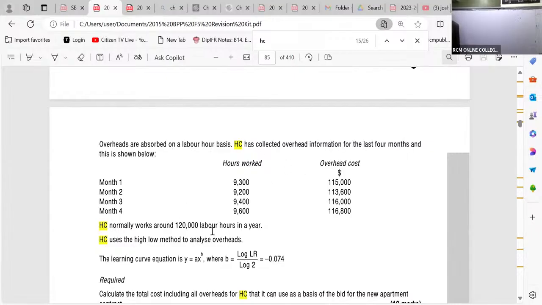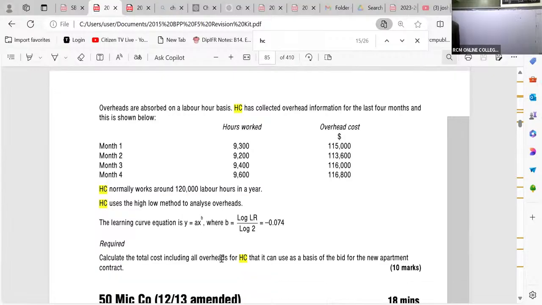So HC normally works around 120 labor hours. HC uses a high-low method to analyze overheads. The learning curve has been given there. They want us to calculate the total cost, including all overheads, that HC can use as a basis for the bid for the new apartment contract. Whenever they talk about learning curves, there are things we must remember. Learning curve, first of all, it is the equation.